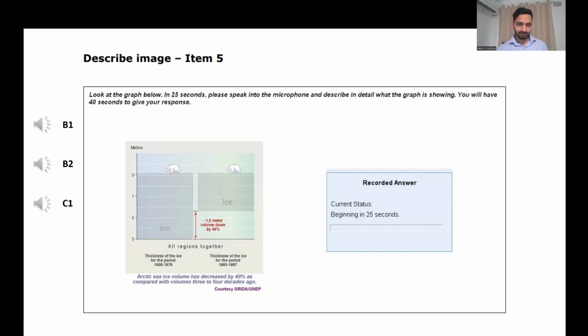This graph shows the Arctic sea ice volume in comparison between the 1958 to 1976 period and the 1993 to the 1997 period of time. And it was shown from this graph that there is the decrease in the ice volume of the Arctic sea by 40%.